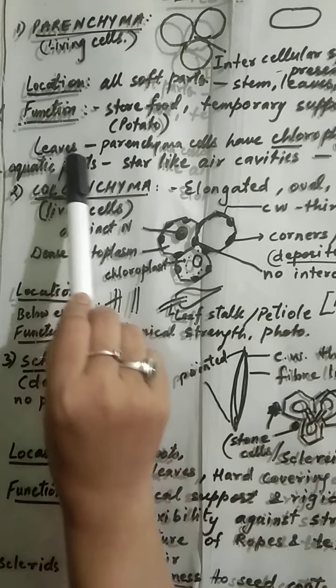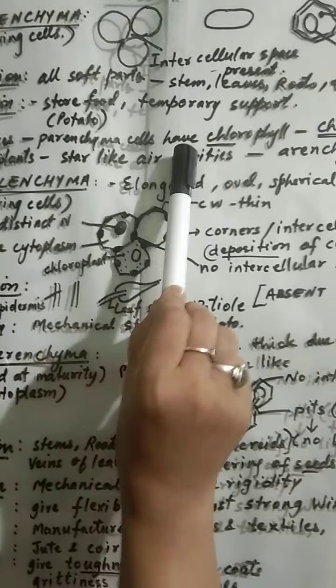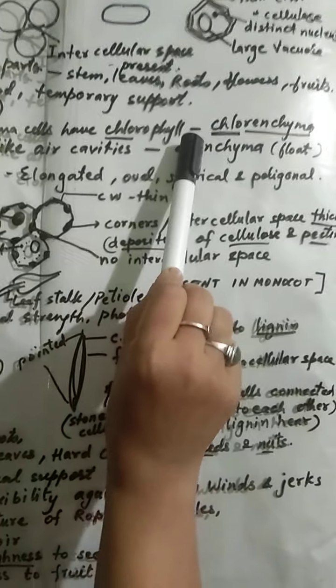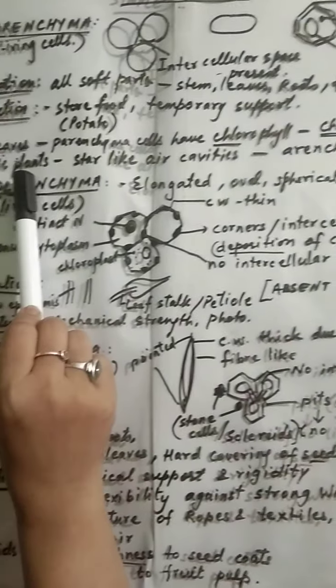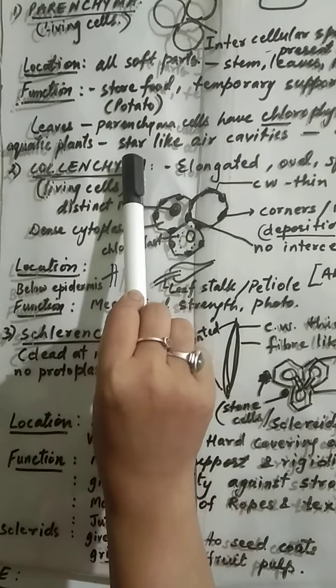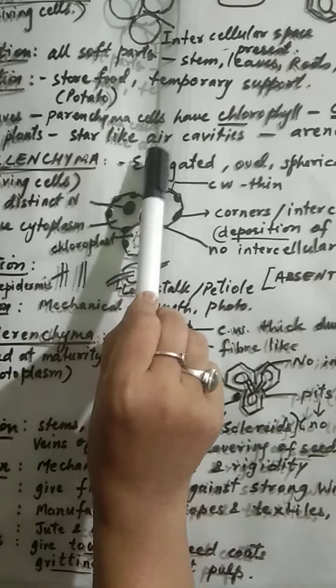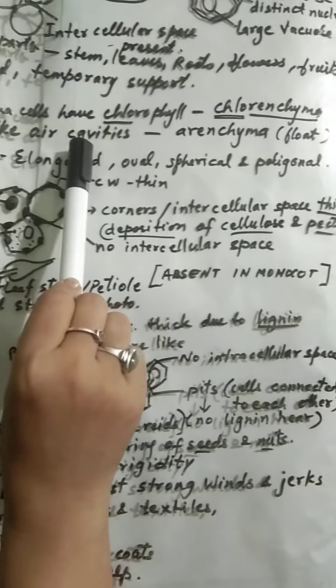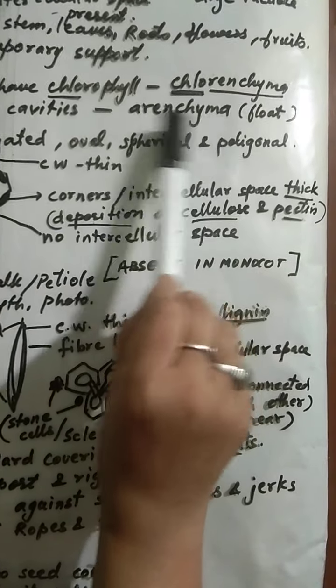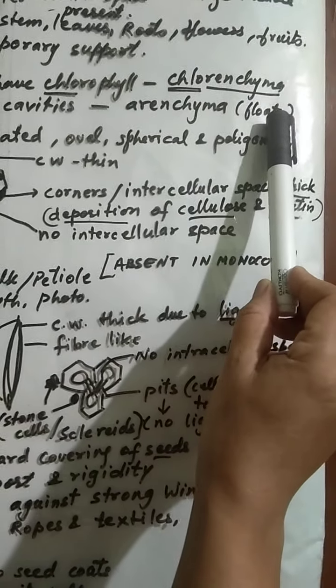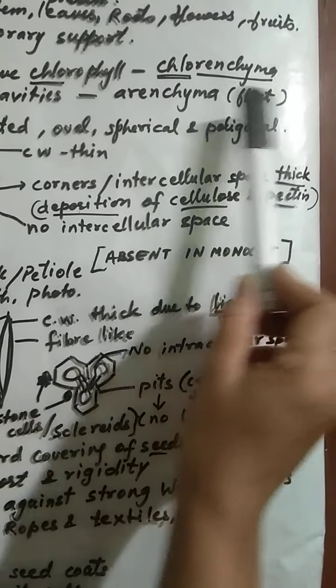In the leaves, these parenchyma cells have chlorophyll, so they are called chlorenchyma. In aquatic plants, there are some star-like air cavities which are formed by parenchyma cells, so they are called aerenchyma, and due to this, these aquatic plants are able to float.